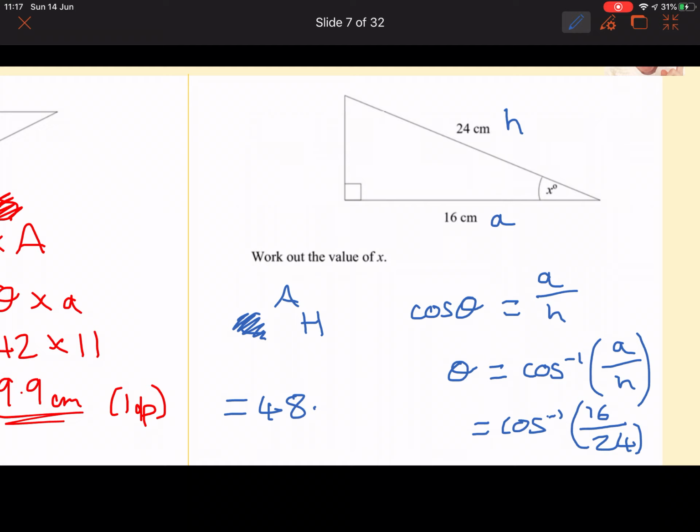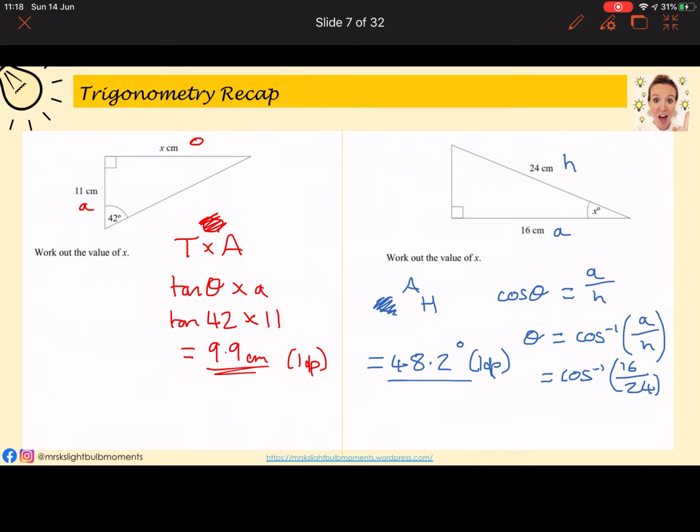You'd probably round it to 1 decimal place if it's a degree. They'll ask you for it normally, but if they haven't, 1 decimal place is fine. Imagine trying to draw that with a protractor. We can't really be more accurate than that. So 48.2 degrees. Okay, that was a quick recap.